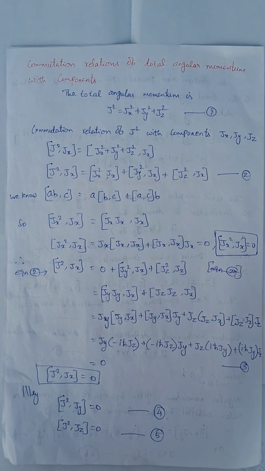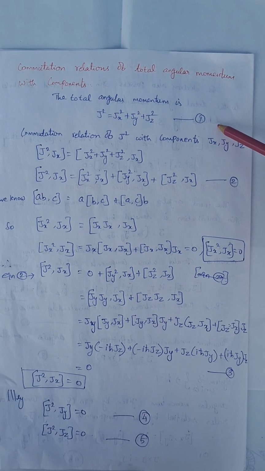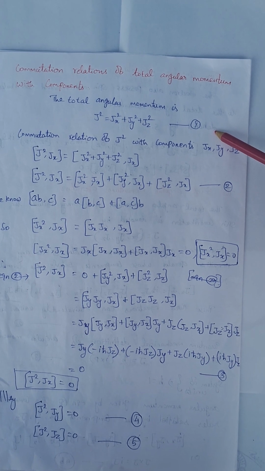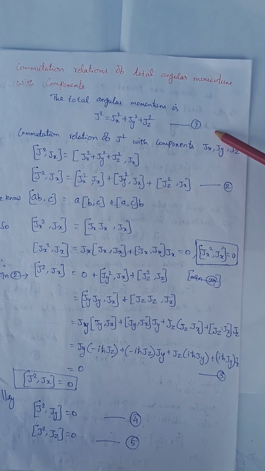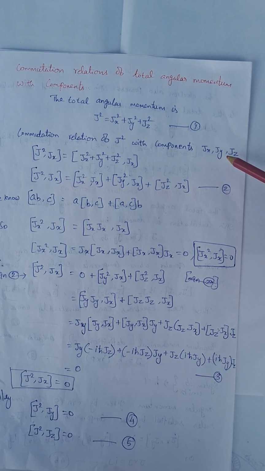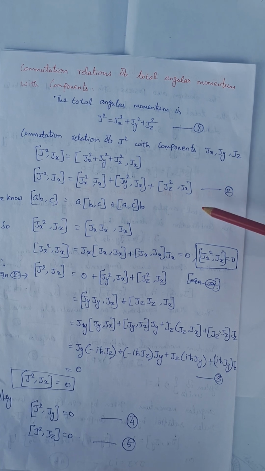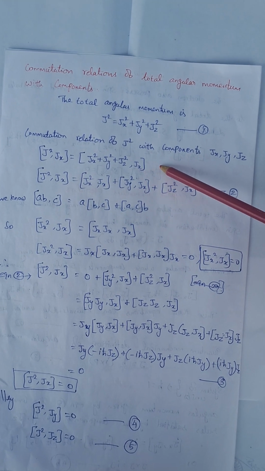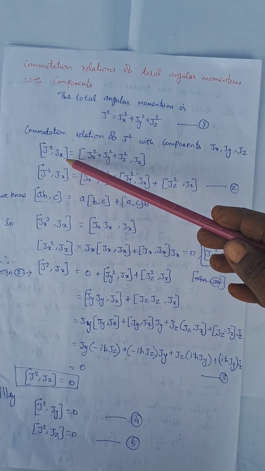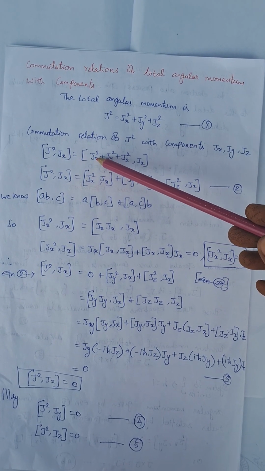Then the commutation relation of total angular momentum with the components. The total angular momentum is represented by J squared equal to Jx squared plus Jy squared plus Jz squared. So the commutation relation of J squared with the components of the different axes, Jx, Jy, Jz, can be represented by [J squared, Jx]. Initially, the total angular momentum with the angular momentum in the x-axis.